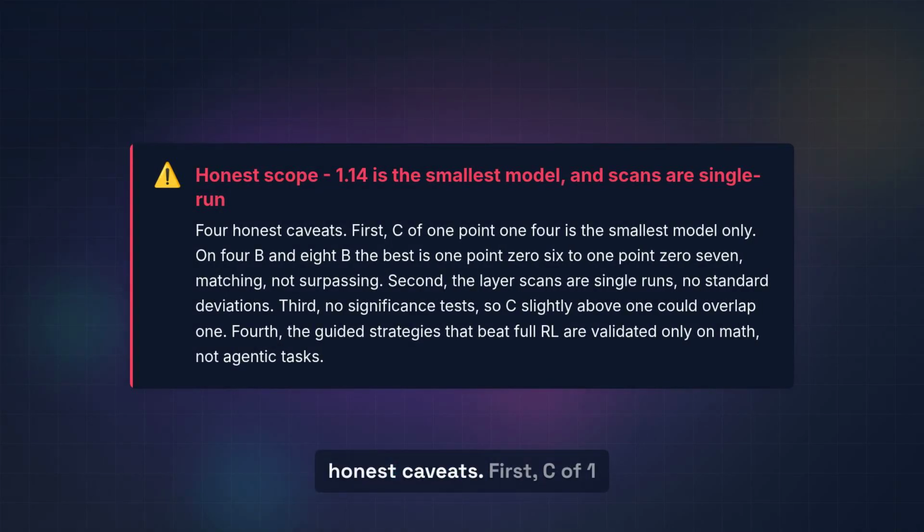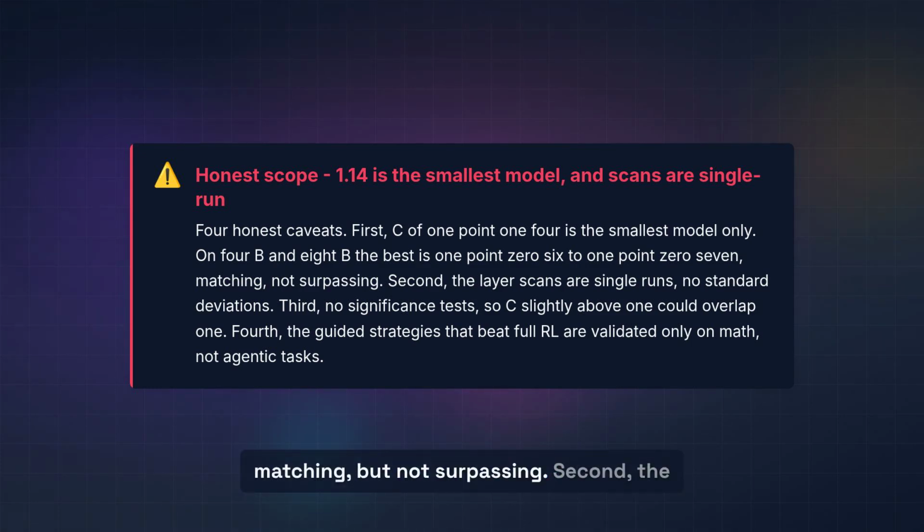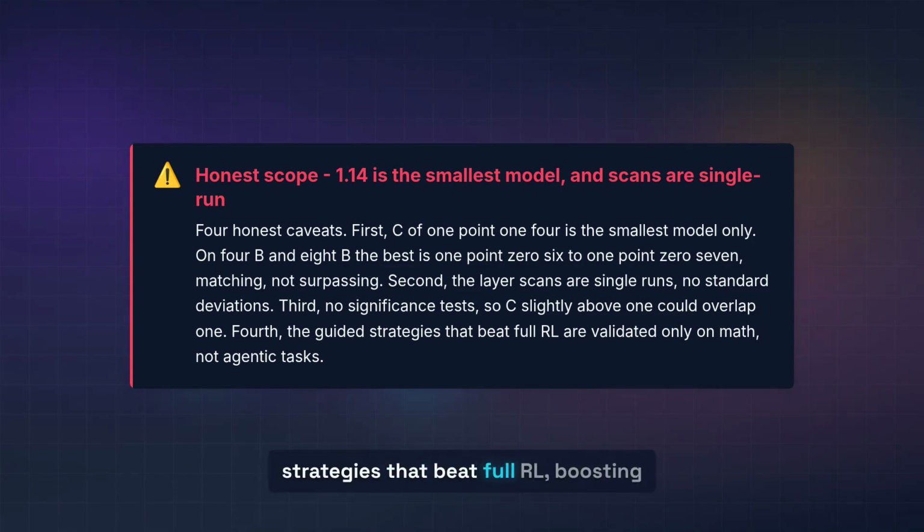4 honest caveats. First, C of 1.14 is the smallest model only. On 4B and 8B, the best is 1.06 to 1.07, matching but not surpassing. Second, the layer scans are single evaluation runs, with no standard deviations. Third, there are no significance tests, so a C slightly above 1 could statistically overlap 1. Fourth, the guided training strategies that beat full RL, boosting or selecting the middle layers, are validated only on math, not on agentic tasks. The headline is real, but narrowly scoped.